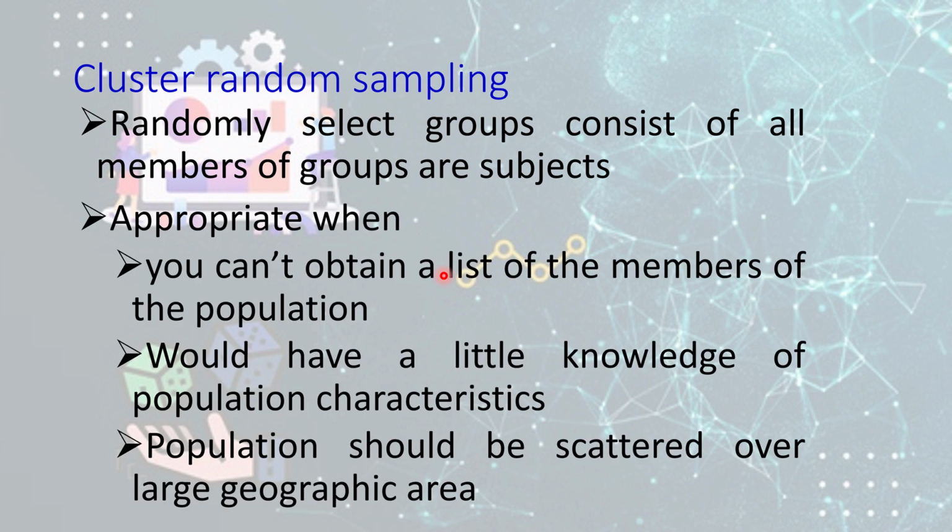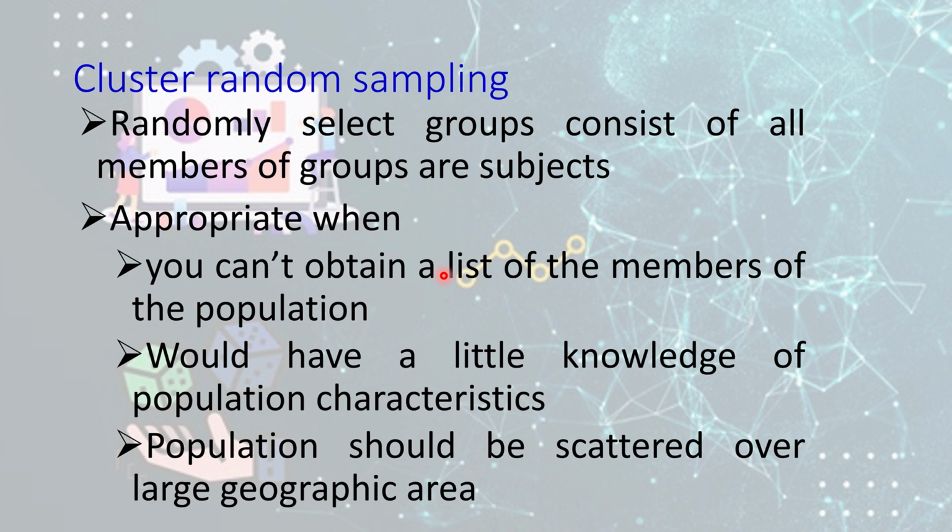It is appropriate. When do we do that? When it is required for analysis. If you cannot obtain a list of the members of the population, if the population is too big and you don't have a list, for example, there are 1 million students in a certain city and different universities, you simply go for one university and say, okay, that's my sample. You would have little knowledge of population characteristics. And if you have no knowledge of population characteristics, obviously you cannot go for strata then.